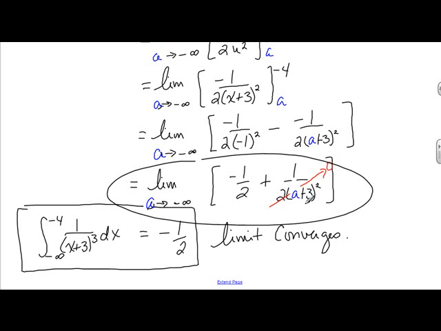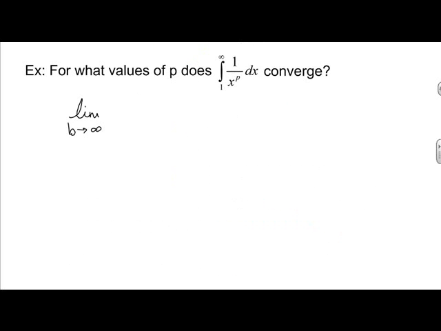Okay, so for this limit, since the upper limit is the one that's infinite, the limit as b approaches infinity is what I want to do for a definite integral from 1 to b of 1 over x to the p power dx. And it would probably be helpful to write that as x to the minus p power dx. Anti-differentiating.